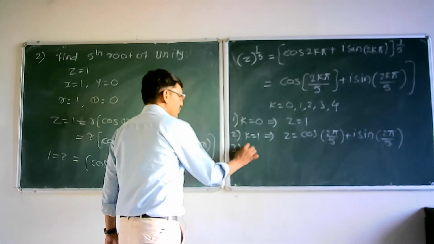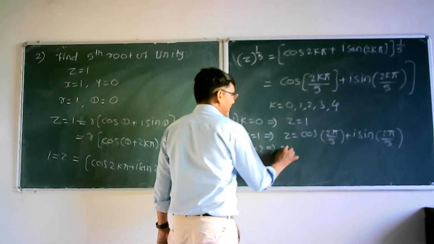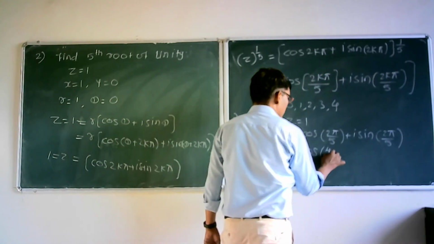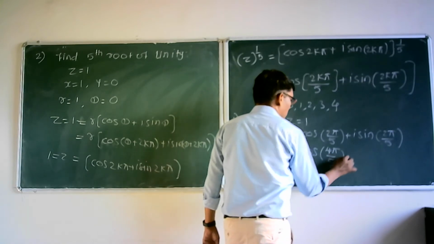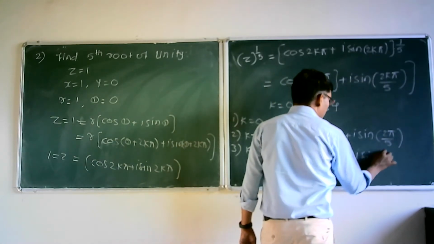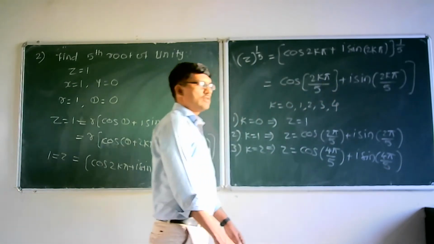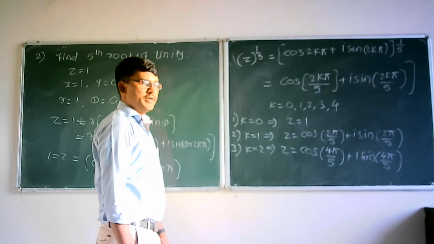Number 3, if you put k is equal to 2, you will get z is equal to cos 4 pi by 5 plus i times sin 4 pi by 5. So this is what? The third root of unity.